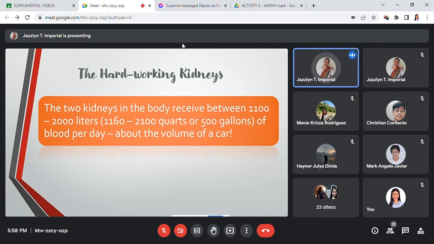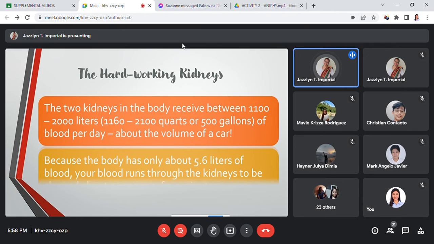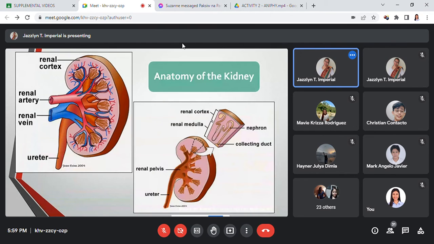So your blood, class, 1.1 liters of blood, it's like the volume of a car. But, class, your body has only about 5.6 liters of blood. So in other words, your blood passes through your kidney at least every 4 minutes. So every 4 minutes, the waste is filtered out from your blood via your kidney. So, let's move on to the anatomy of your kidney.